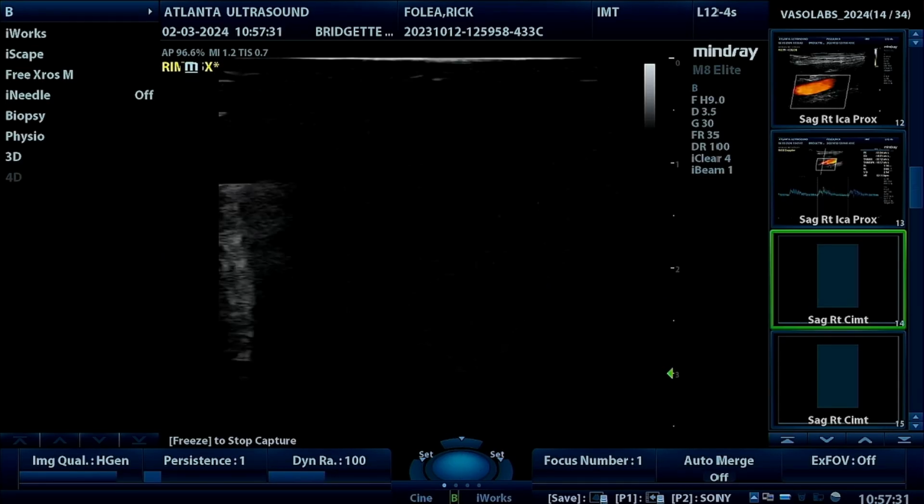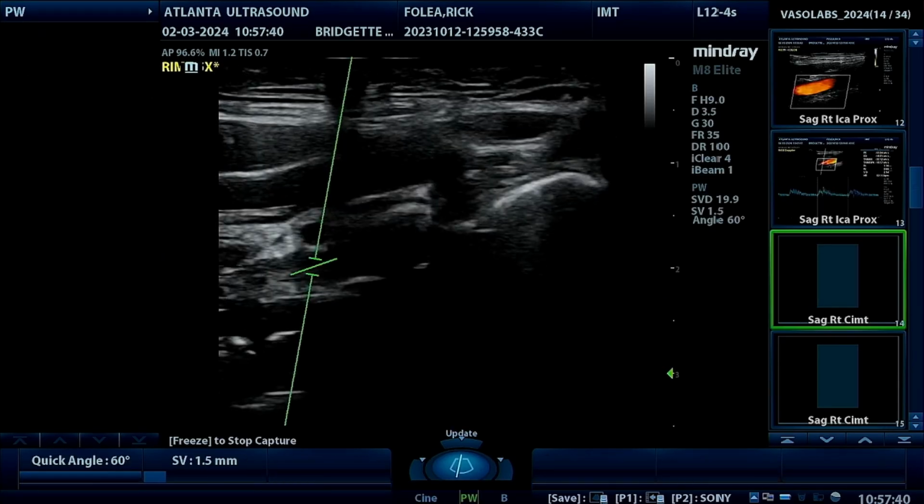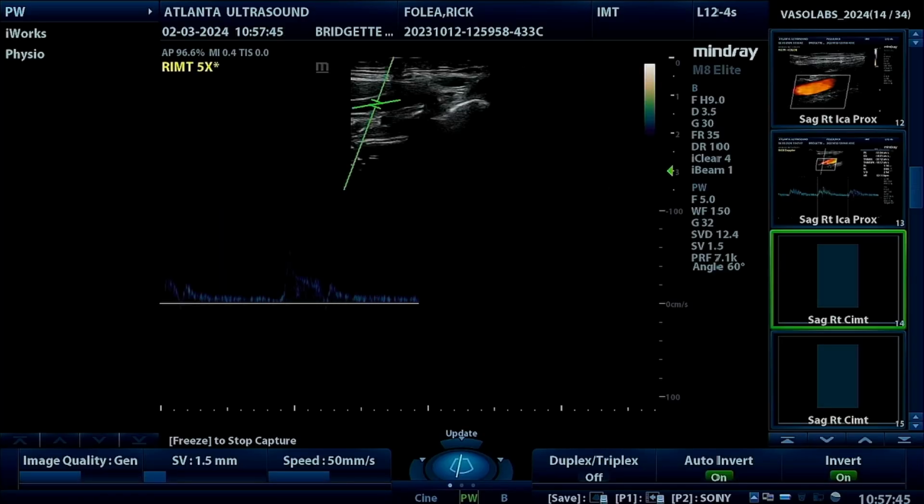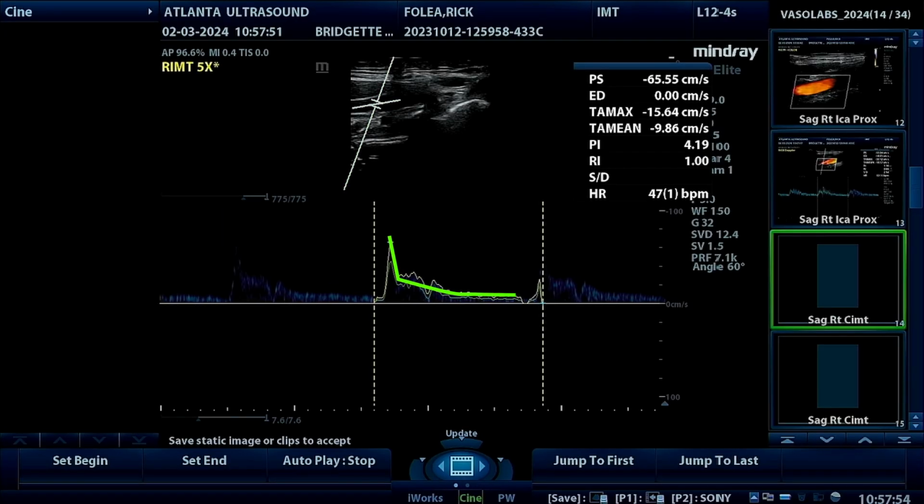Now we go back down to the bulb and head over to the external carotid artery. Enable the audio, and yep, we see a much more abrupt and therefore higher pressure change waveform and higher resistive index. Anything above 0.85 is considered higher, all of which helps confirm we are looking at the external carotid artery.